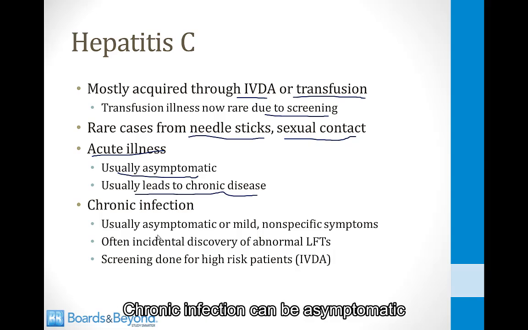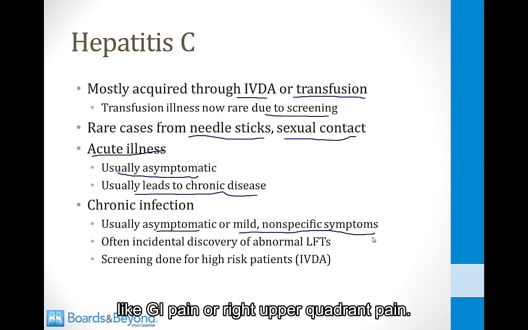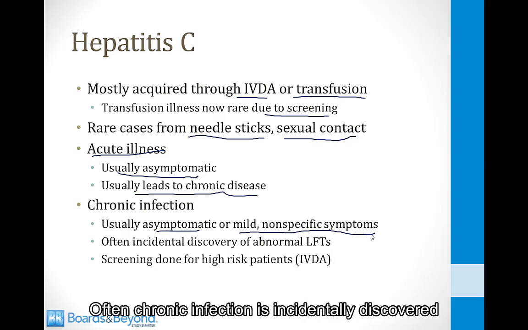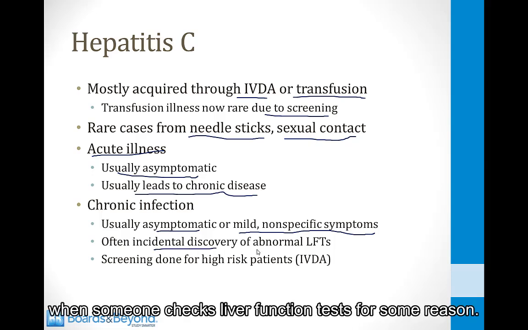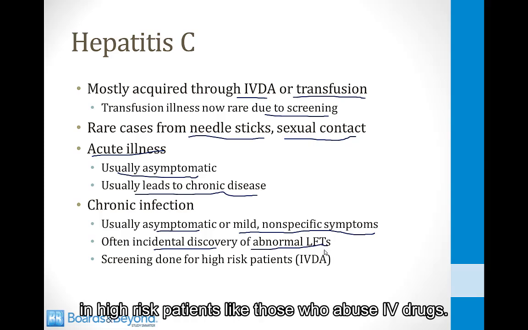Chronic infection can be asymptomatic, and there also can be mild nonspecific symptoms like GI pain or right upper quadrant pain. Often chronic infection is incidentally discovered when someone checks liver function tests for some reason, and there is screening for hepatitis C done in high-risk patients like those who abuse IV drugs.